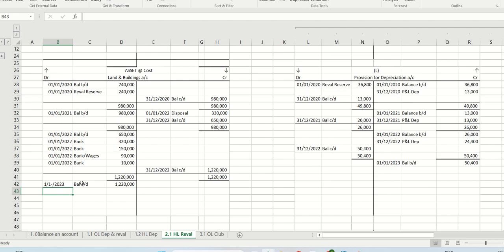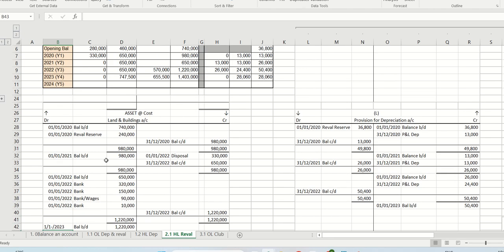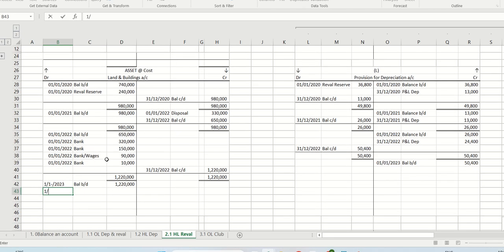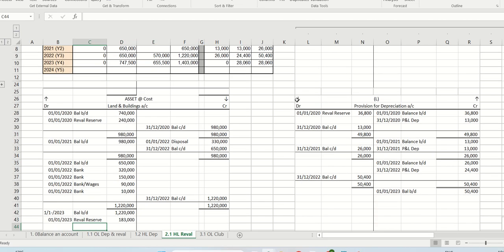Yeah. So perform any additions. There were no additions, but perform revaluations is the first piece. Okay, so we're doing our reval. First, on the 1st of the 1st, 23, I'm going to have revaluation reserve. It's going to be the amount that the buildings went up by. So they went to 1403 from 1220. So that is an increase of 183,000.